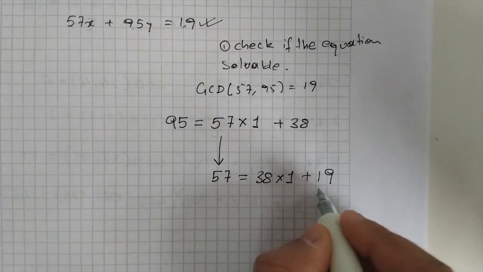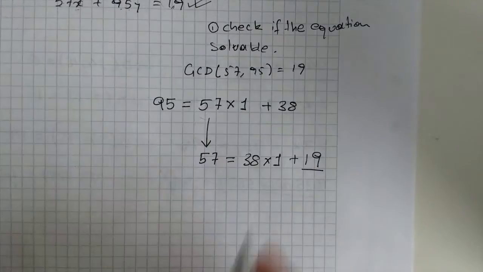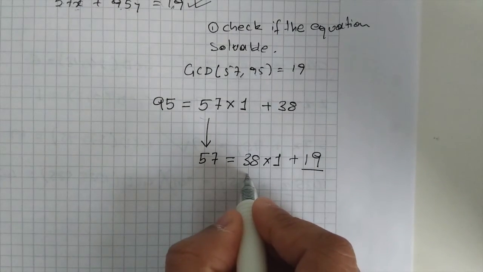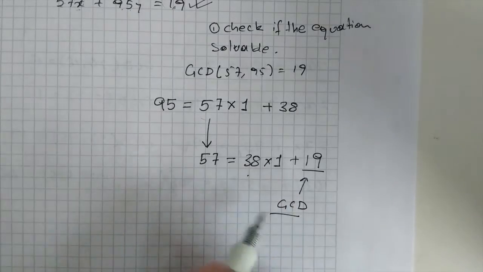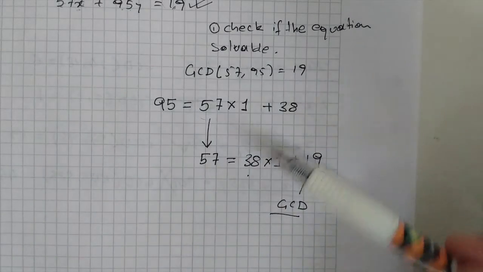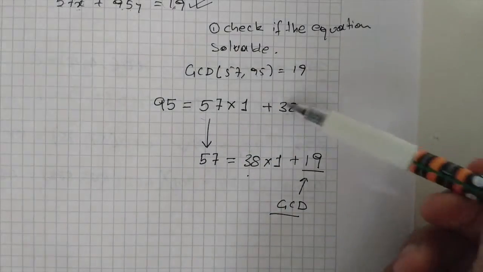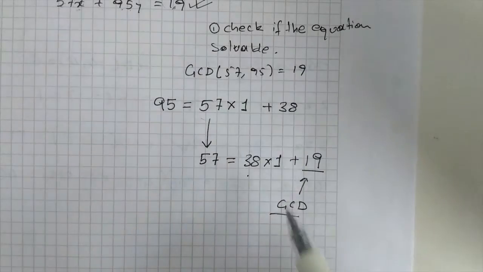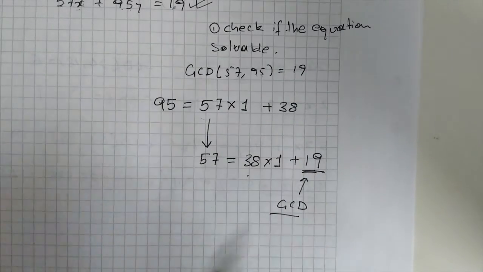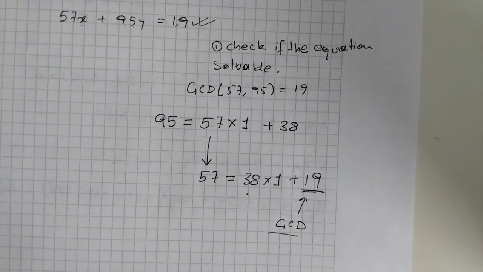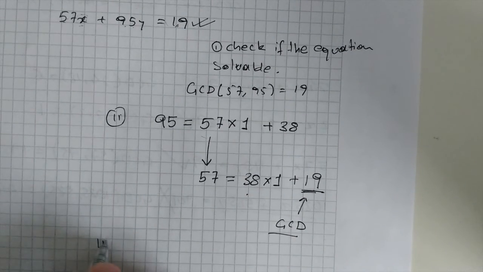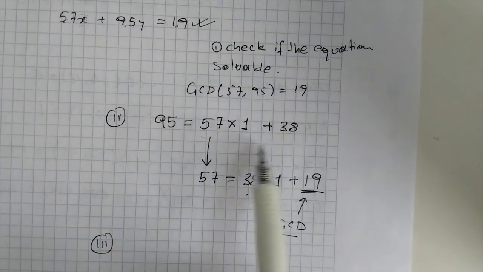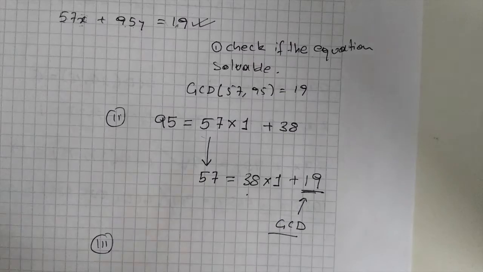Here we got our number, 19, which is our GCD. We continue this step by step process until we reach the GCD. When we reach the GCD, we stop. This is the second step. In the third step, we will write this same process in the opposite manner.